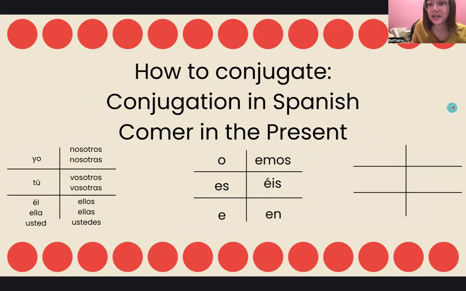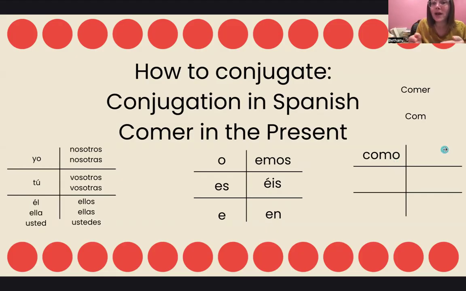So to say I eat, we say, well first, the infinitive, comer. We drop that ending, com. We're going to add the endings we see here for who we're talking about. I eat, como. Now we could say yo como, or just como. We could say that, but we don't have to because the conjugated part at the end tells us who it is.